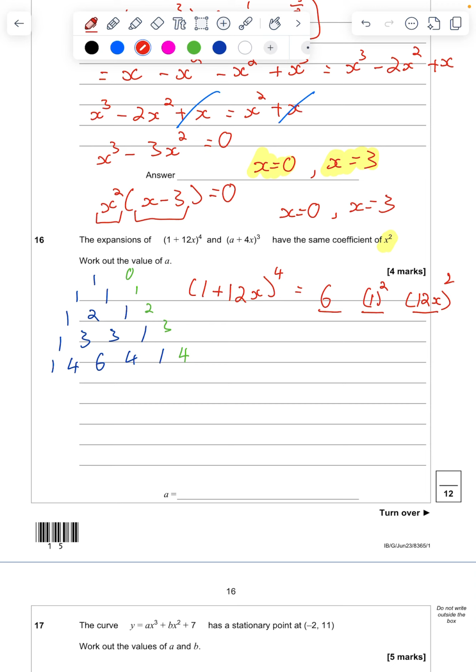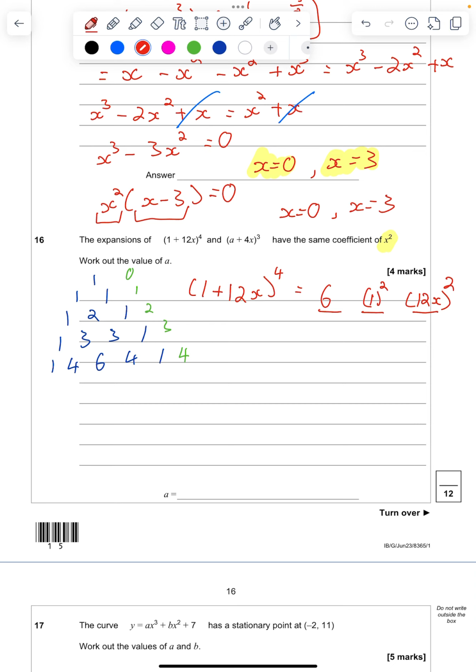Now, if you're not familiar with the binomial expansion, this might be a bit confusing, but basically, these powers here always add to give you the power in the question, which is 4. 2 and 2 gives you 4. And the reason I've done this is because the first part, the 1 will be 1 to the power of 4, the 1 to the power of 3, the 1 to the power of 2. Okay, and then this goes from 0, and you count upwards, so it'll go x to the 0, x to the 1, x to the 2.